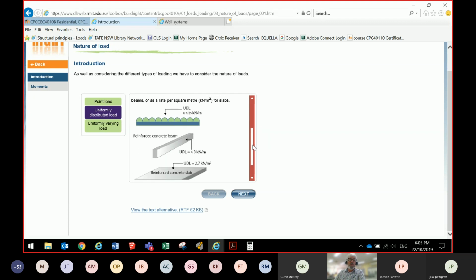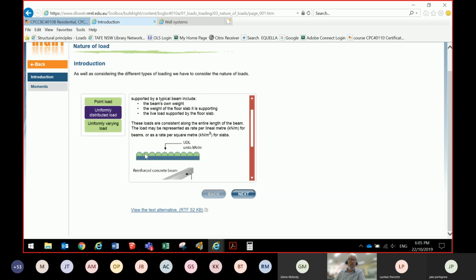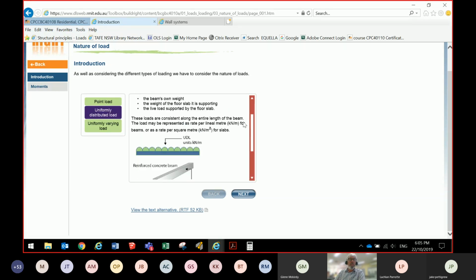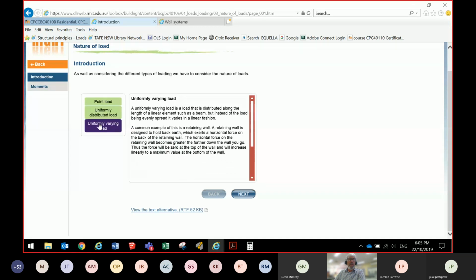And concrete's a real good example of this. So if we have concrete and it's, whatever it might be, kilonewtons per meter or per square meter, then it's uniform across there, hopefully, and we're able to calculate our weight so that we can allow enough strength to support the thing from collapsing. And then the third definition is a uniformly varying load.